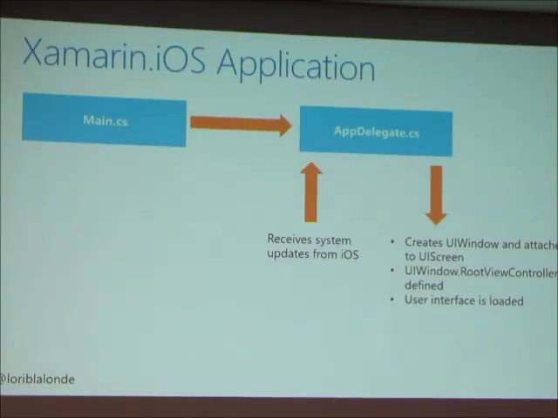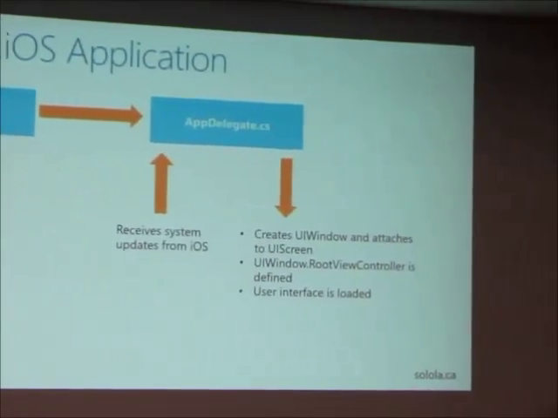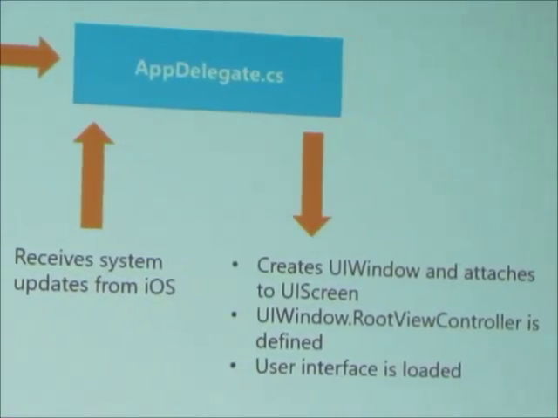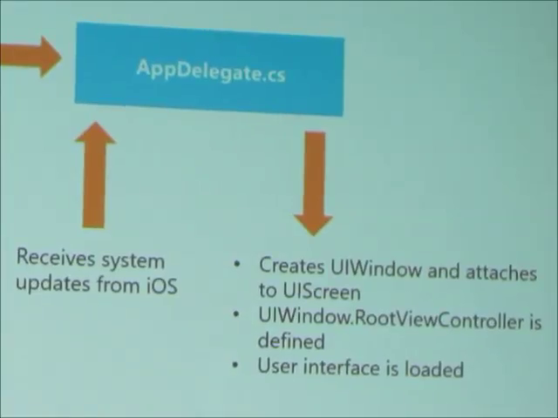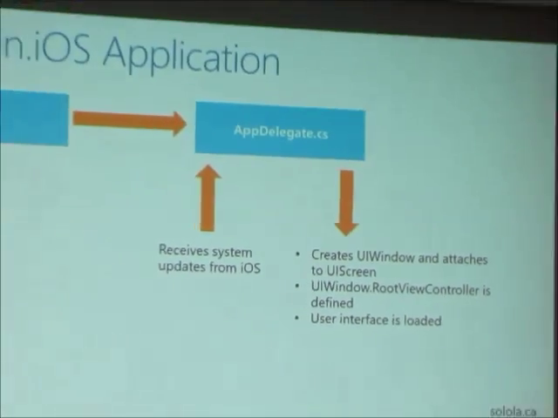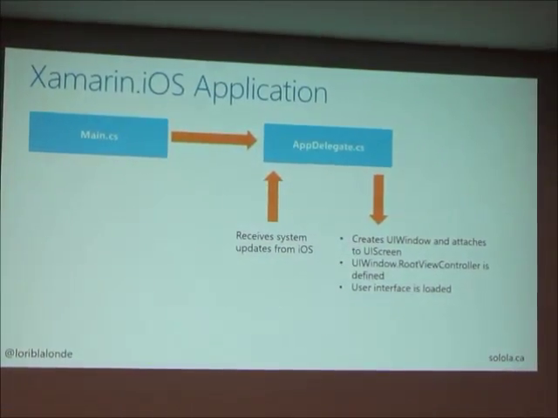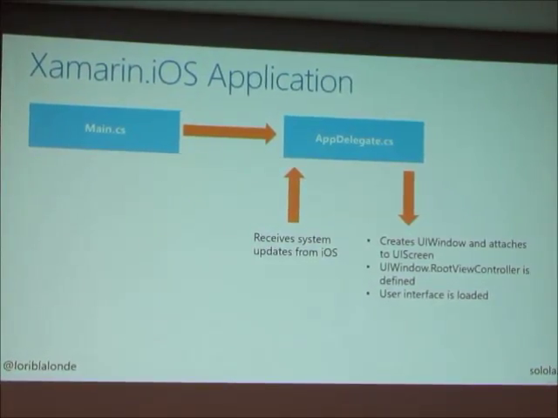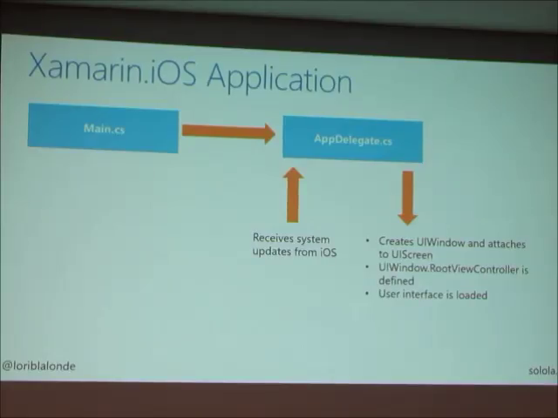And then when your app delegate completes running, you have your UI window, which is initialized and attached to the screen, and your UI window will have a view controller that will load the default view for your application. You have to specify what that is. If you do not specify a view controller, your application will not run because it won't know what to load. We'll show how all that stuff is wired up in the IDE.